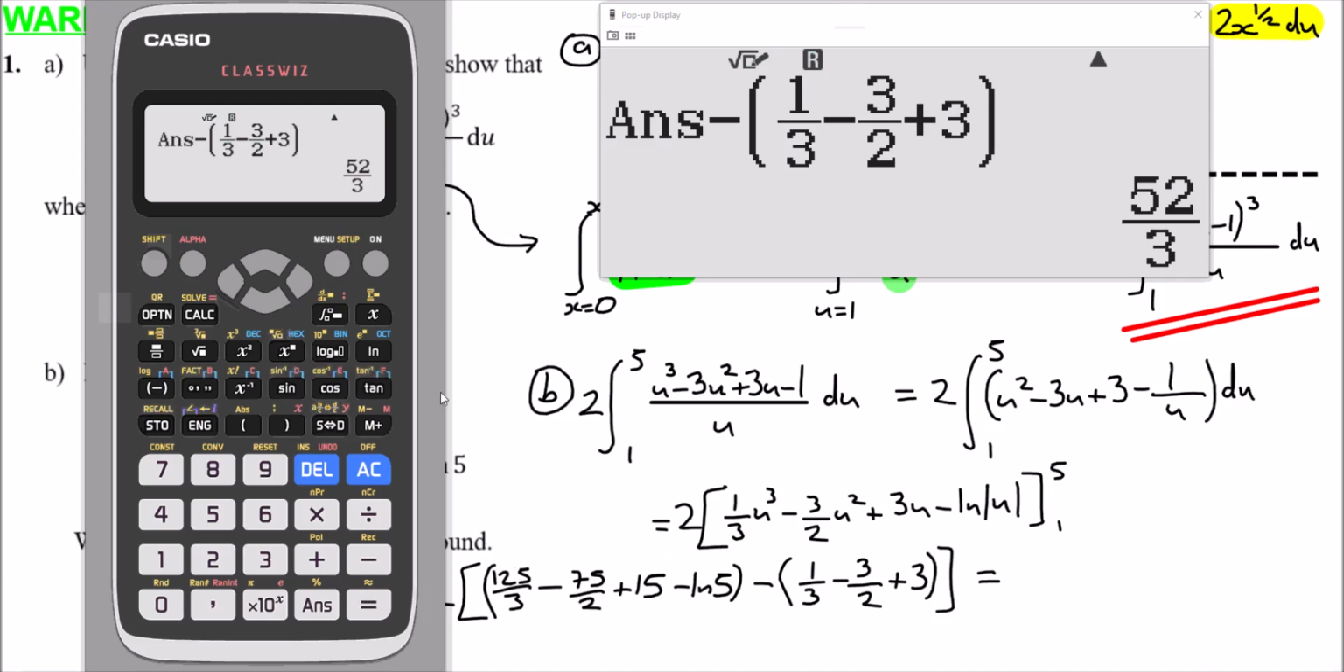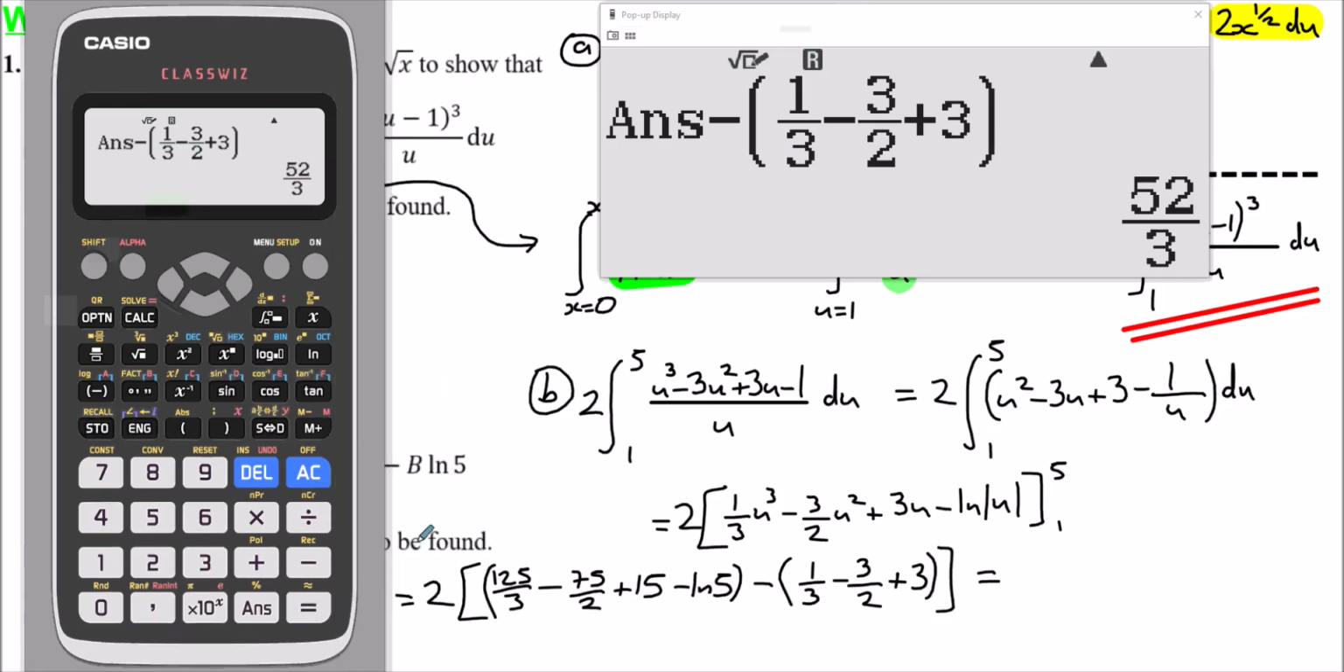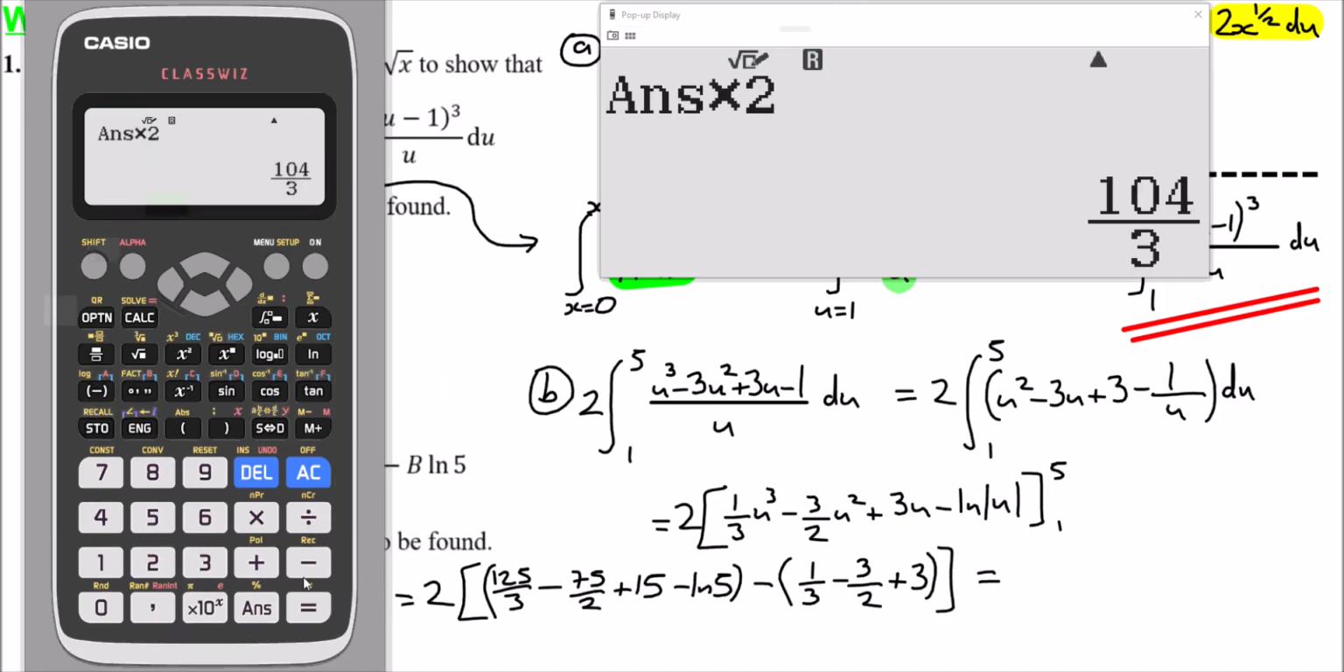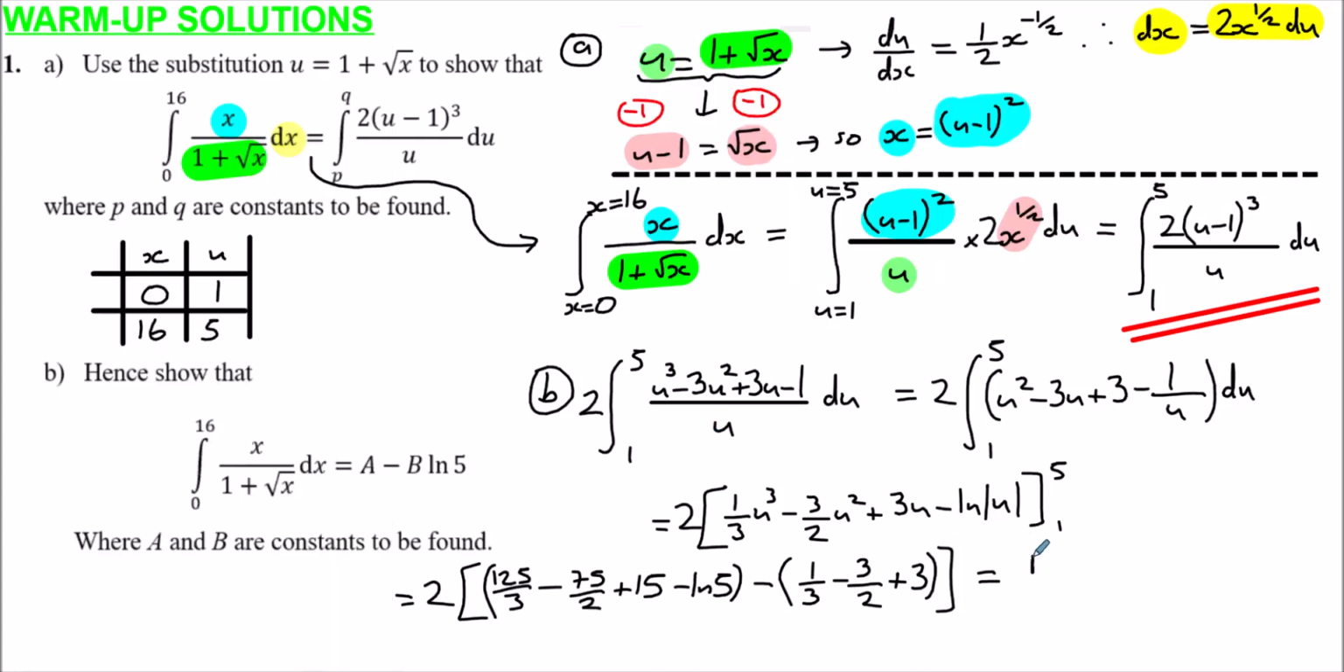But of course, we've got 2 lots of that because of this term on the outside, and then multiply that by 2, so we get 104 over 3. So we've got 104 over 3 minus 2 lots of ln 5. And that's my final answer for question 1, part A and part B.